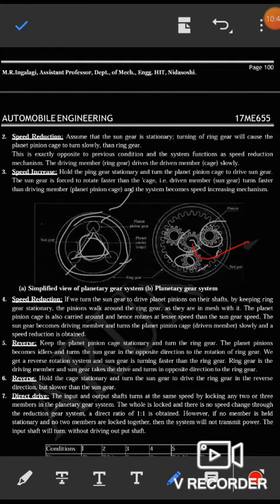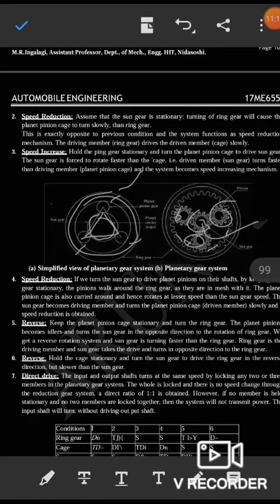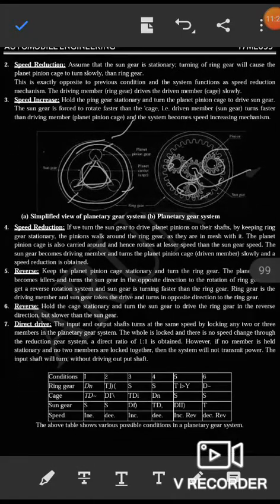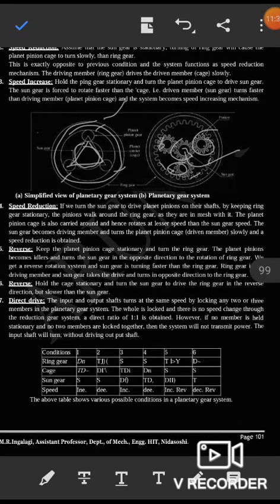Already I showed that the sun gear turns faster than the driving member. So this is the driving member. The sun gear will turn faster than the driving member, the planet pinion cage, and the system becomes a speed increasing mechanism. So likewise, we can also increase the speed of the vehicle. This combination can also be used to increase the speed. One more combination we have here for speed reduction, that is the fourth combination. How to reduce the speed with one more combination?